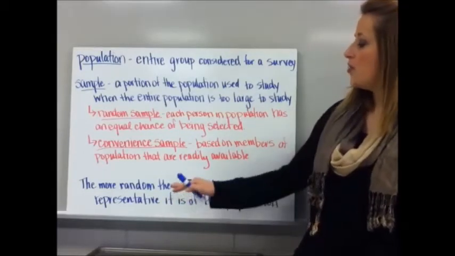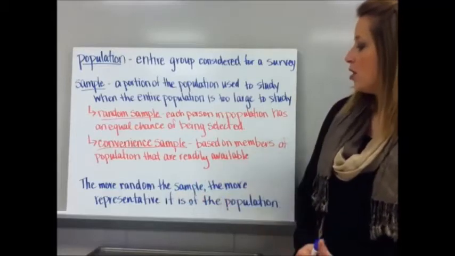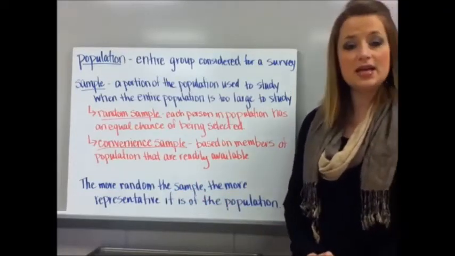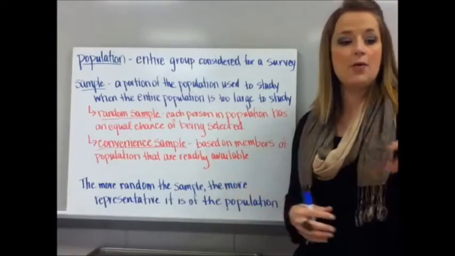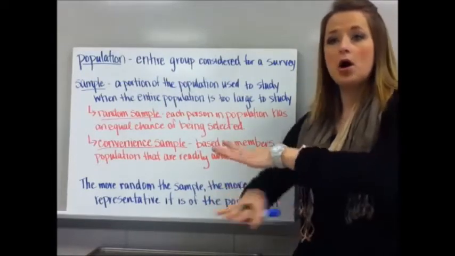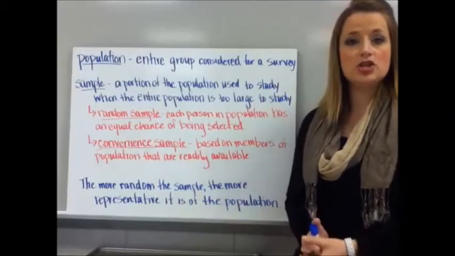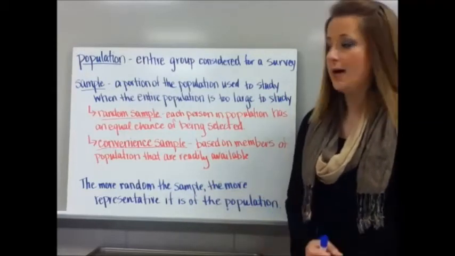Here's the bottom line. The more random the sample, the more representative it is of the population. I don't want to pick what's convenient to me. I want to take a sampling from all over the entire population. I don't just want to pick what is nearby.